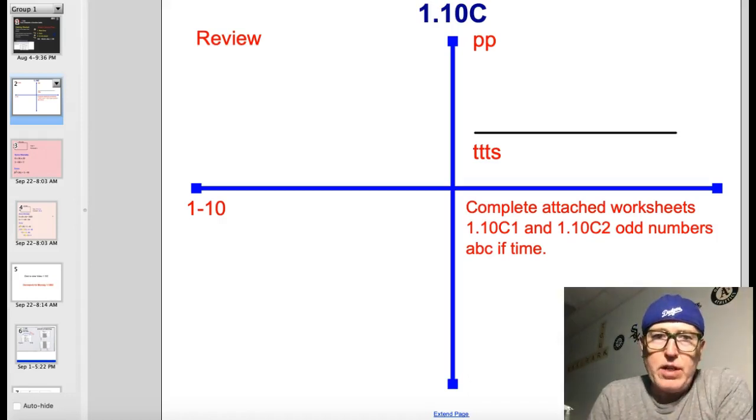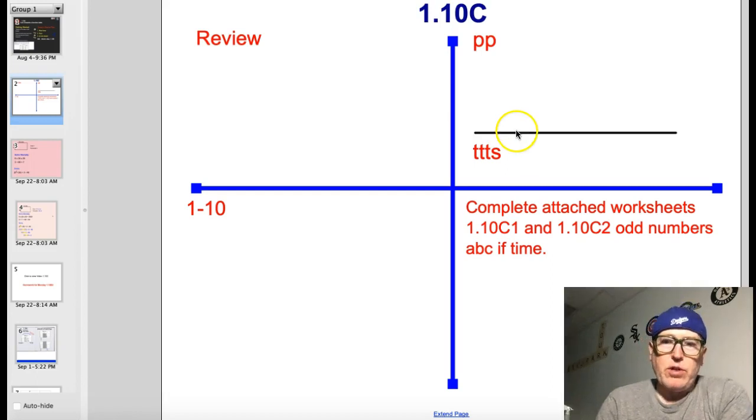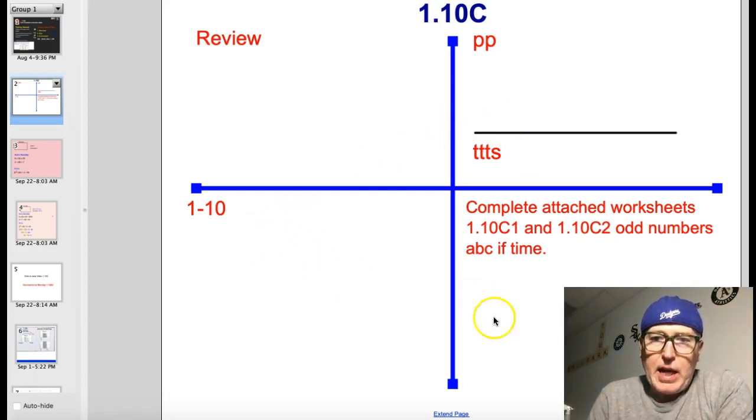Today we've got our standard lesson set up. We've got a review, we've got an instructional video, 1 through 10 guided, and then we'll do the odd numbers on 1.10c1 and 1.10c2. So you're going to probably have to upload these. That'll be a lot of work to draw those out. So put those into Notability would be my suggestion.